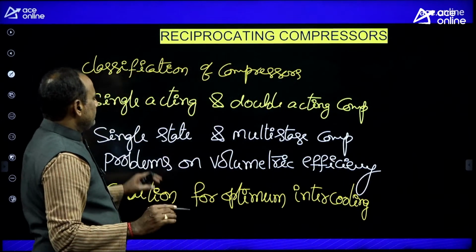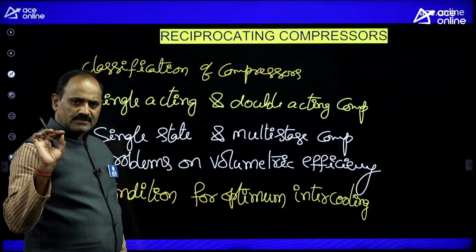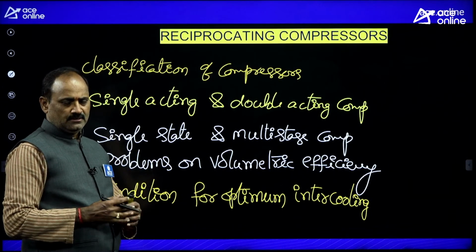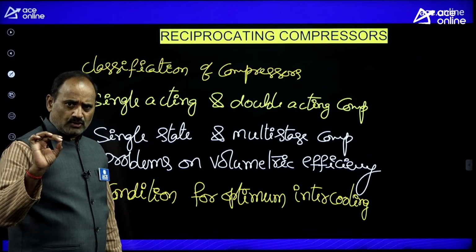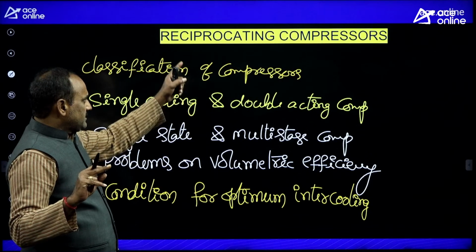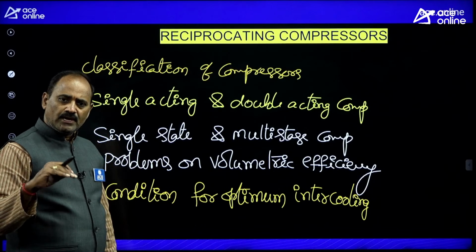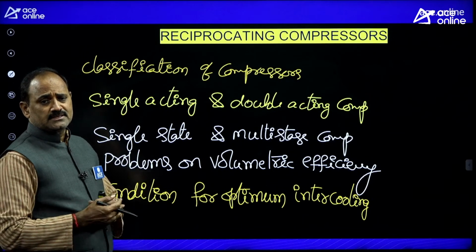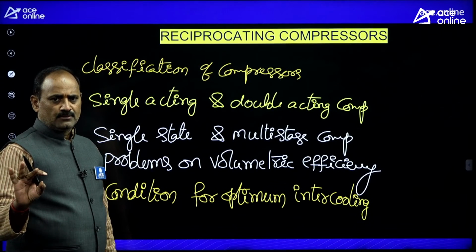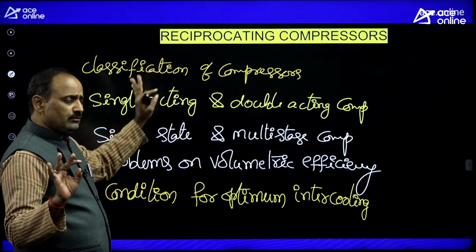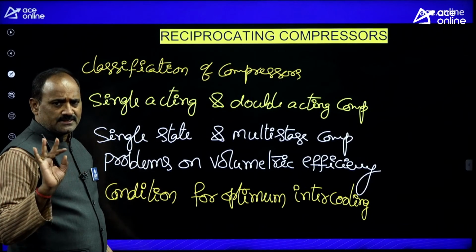Dear friends, remember, reciprocating compressors sufficient for GATE students. Whereas for the ESE students, those who are preparing for ESE, in addition to reciprocating compressors, you need to practice all rotary compressors like Roots blower, centrifugal compressor, axial flow compressor. But GATE point of view, just reciprocating compressors enough.